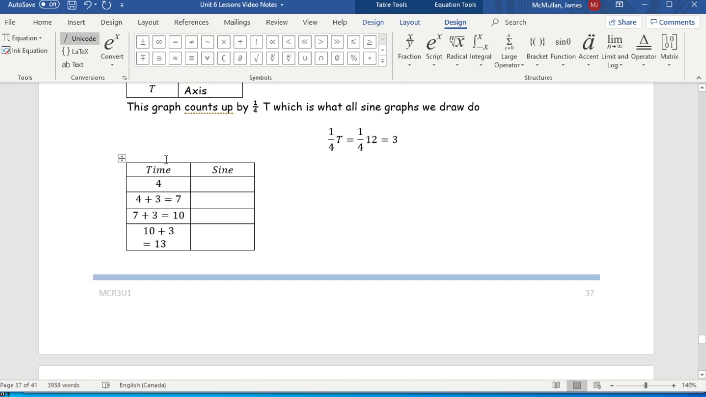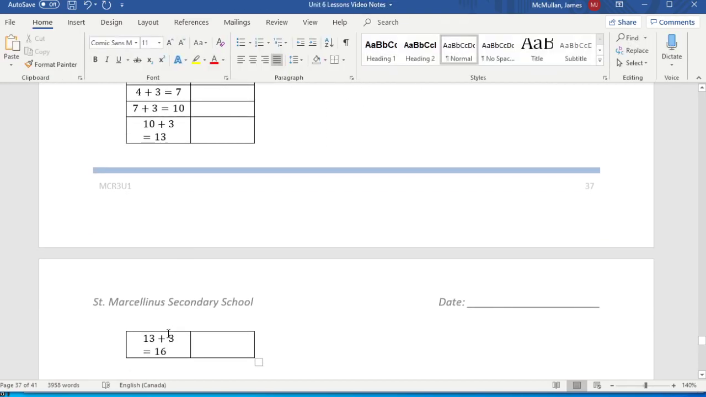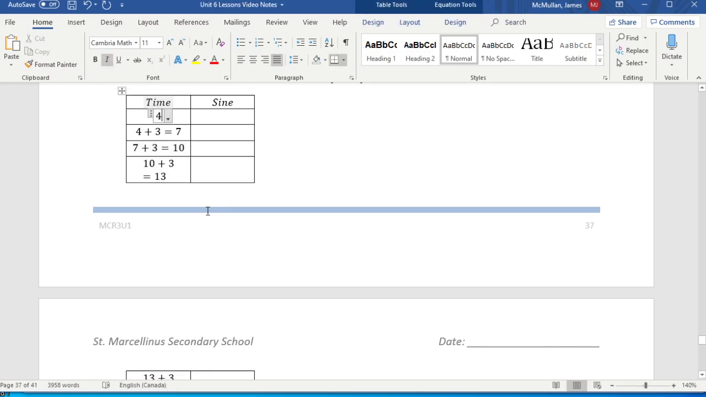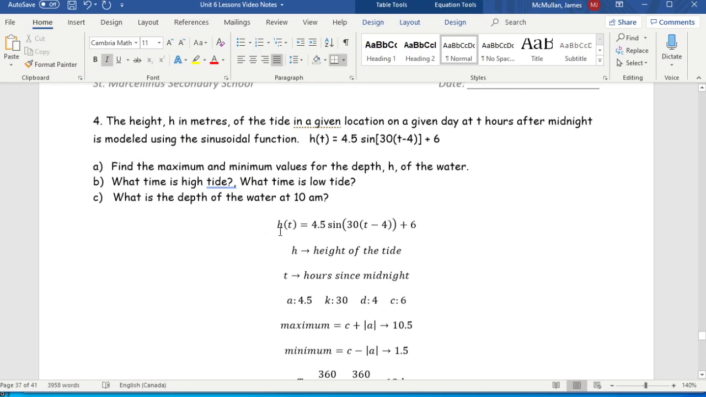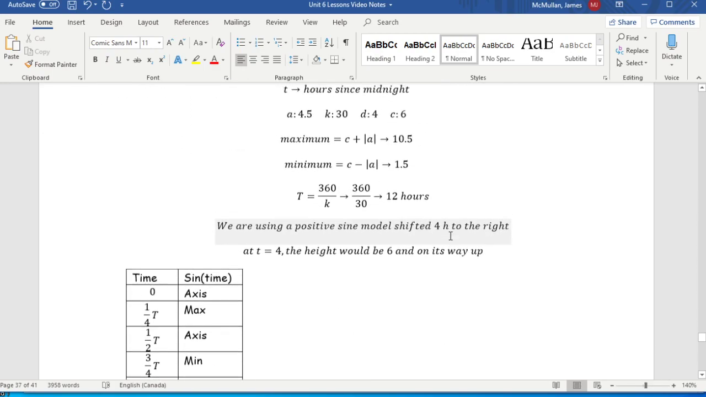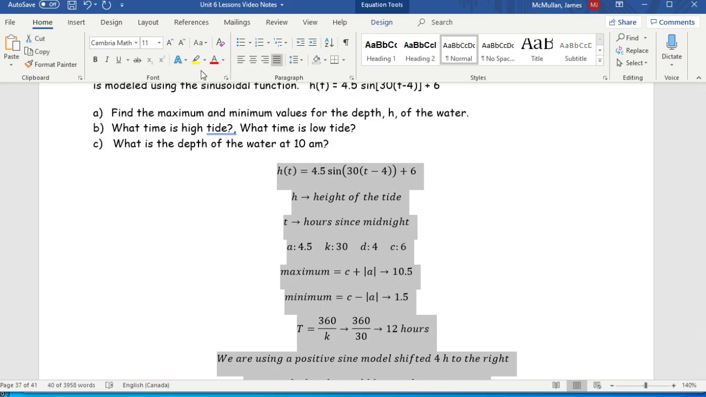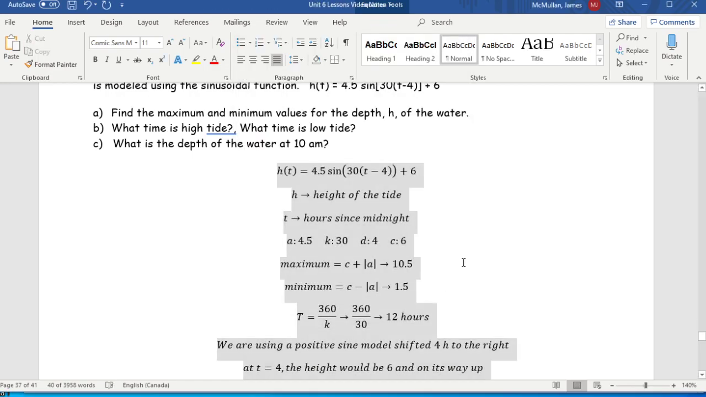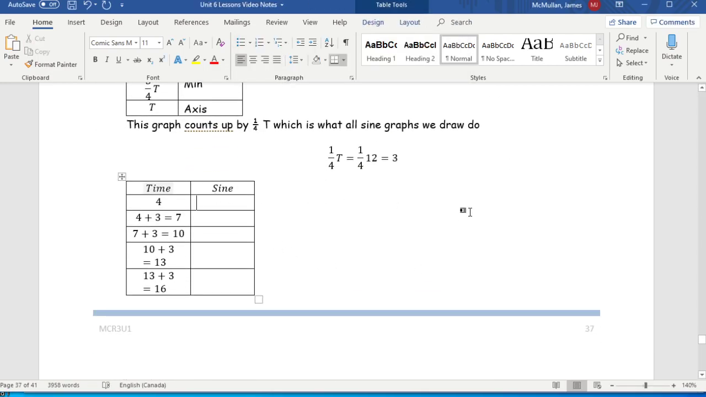Now notice, between 4 and 16 is 12 hours, right? Because the period is 12 hours. So we moved up by a quarter of the period each time, and we got to where we wanted to go. Sorry, I'm just going to try to give myself a bit more room here. Okay, now what is sine doing? Axis, max, axis, min, axis.